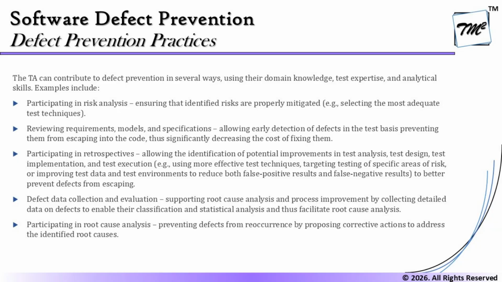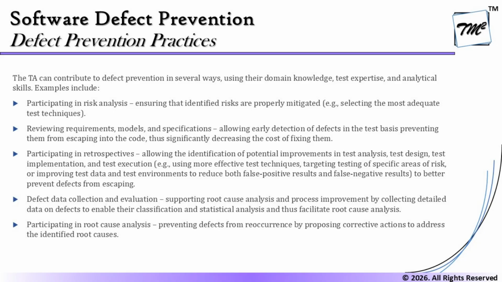Also reviewing requirements, models, and specifications, allowing early detection of defects in the test basis, preventing them from escaping into the code, which would significantly raise the cost of fixing them. So indeed, we just discussed a moment back that review is one of the ways by which we can prevent a defect from being propagated into the subsequent phases, and this is one of the common methods to do that.